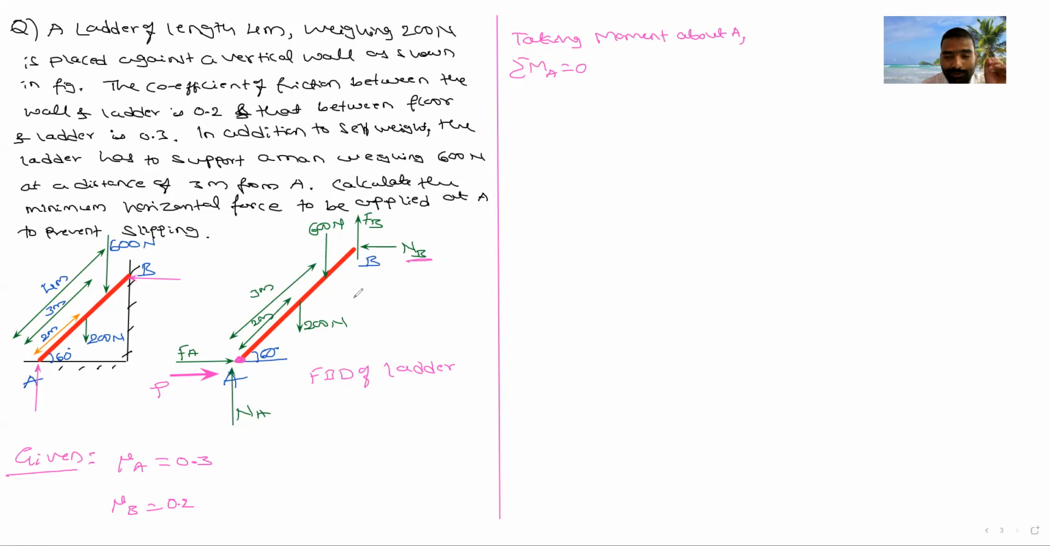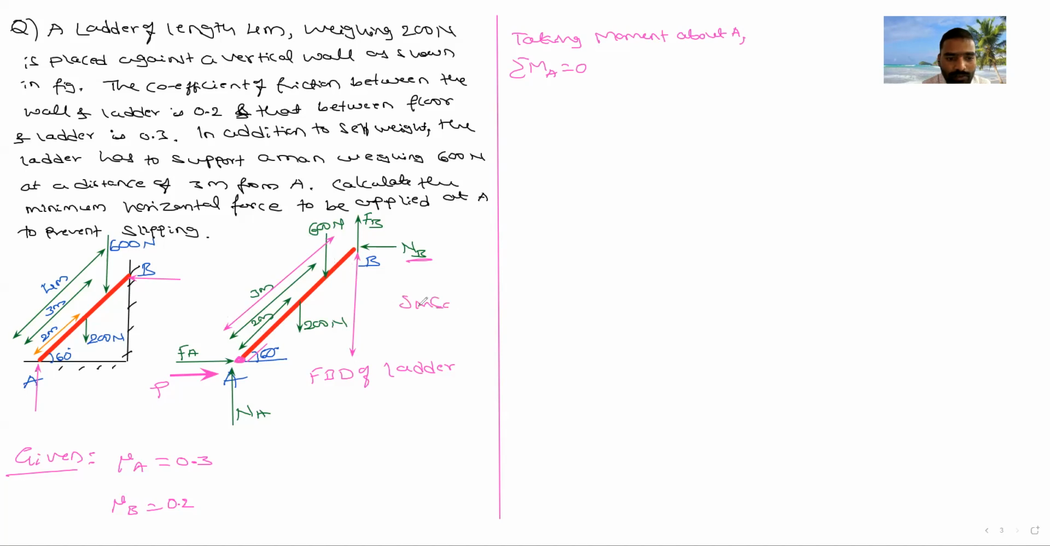I want this one. 4 meter? No, 4 meter is the inclined length, the total length. I want the vertical length, from this point to this point. Use sin theta. See theta, what is sin theta here?